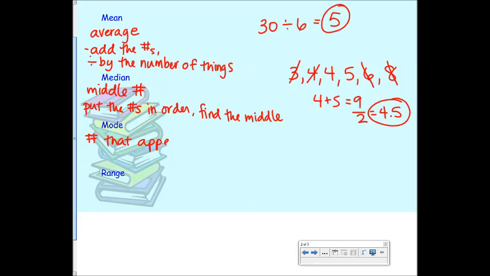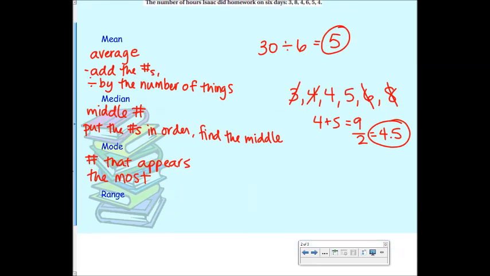Our list, what number shows up the most? 4. Because 4 showed up twice. Alright, so the mode shows up the most, and 4 shows up the most.